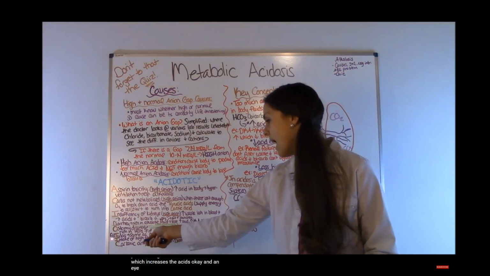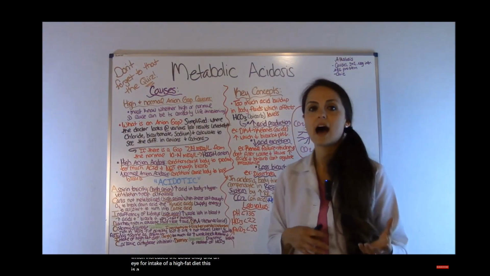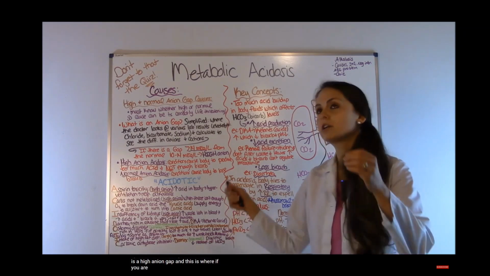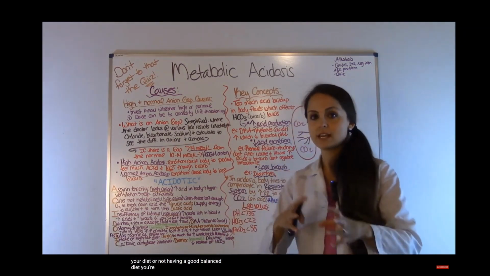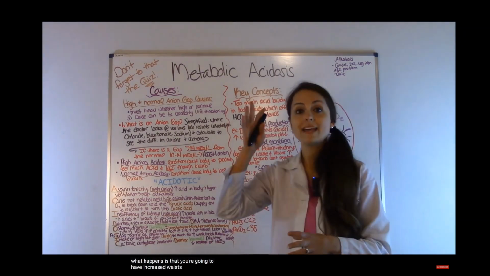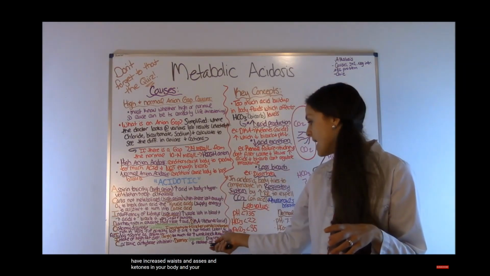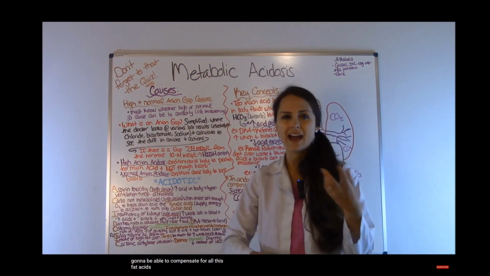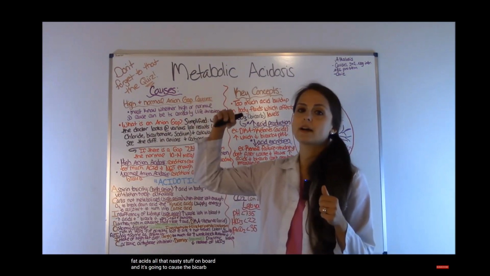Okay, and I for intake of a high-fat diet. This is a high anion gap, and this is where you are consuming way too much fat in your diet, you're not having a good balanced diet, you're just eating a lot of fat. What happens is that you're going to have increased waste and acids and ketones in your body, and your body's not going to be able to compensate for all this fat, acids, all that nasty stuff on board, and it's going to cause the bicarb to decrease.